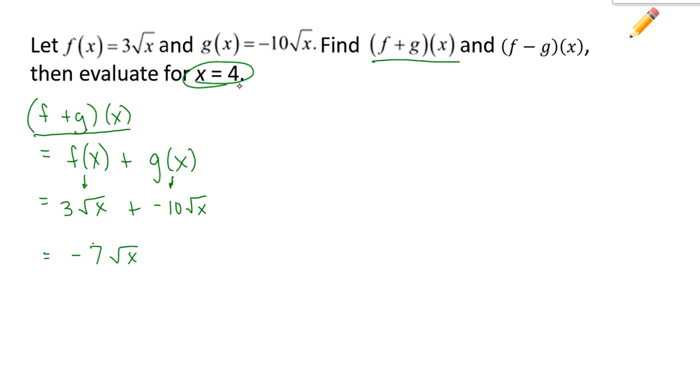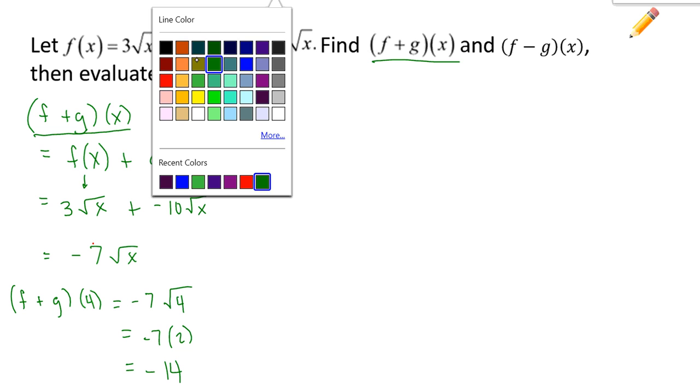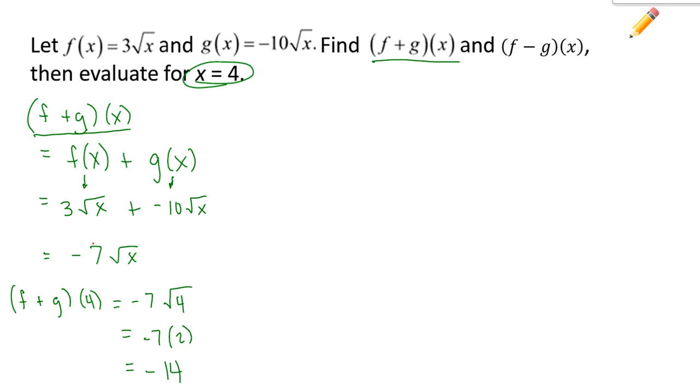And then it says evaluate for when x equals 4. So we're going to find f plus g of 4, which would be negative 7 times the square root of 4, or negative 14. Okay, over here we're going to do this f minus g.